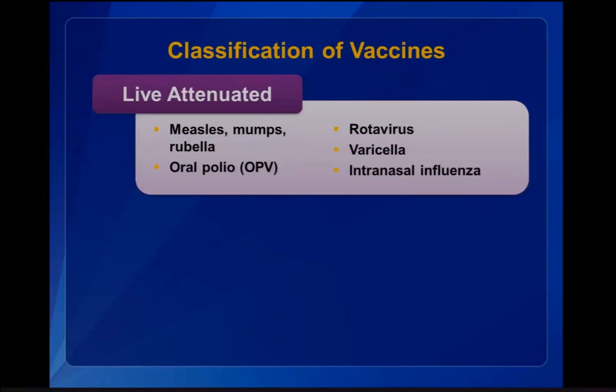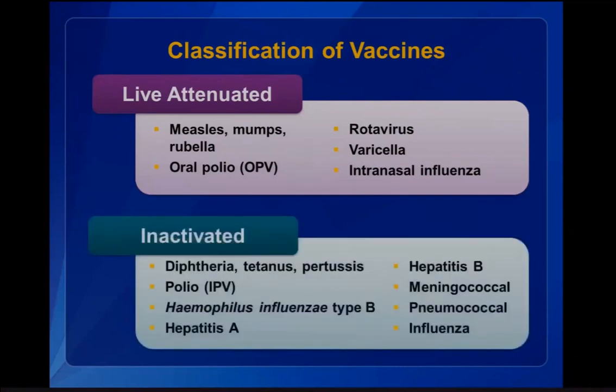Yeah, the main reason is pregnancy, that you would not give live vaccines during pregnancy. So the live attenuated ones are measles, mumps, rubella, oral polio, which we no longer give in the U.S., rotavirus, varicella, and intranasal influenza. The other influenza vaccines are inactivated.